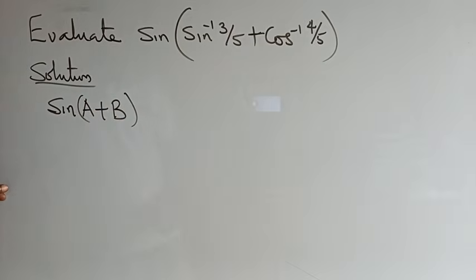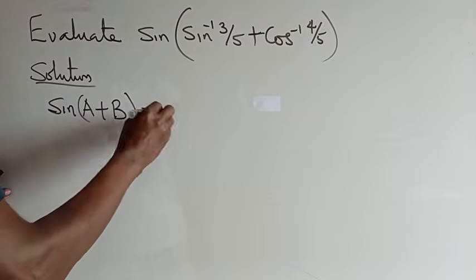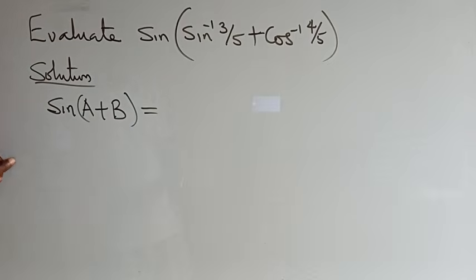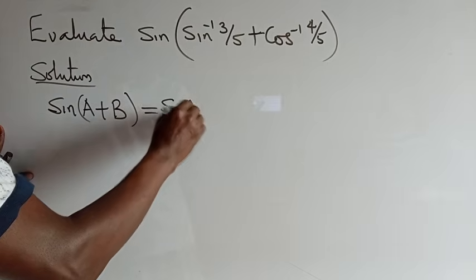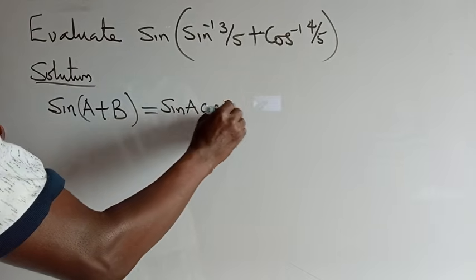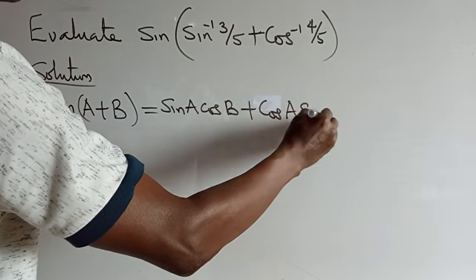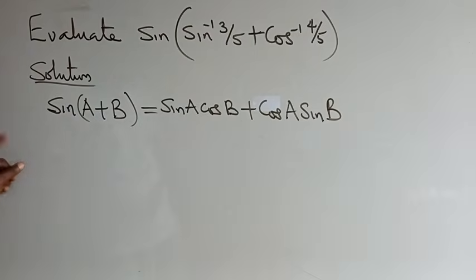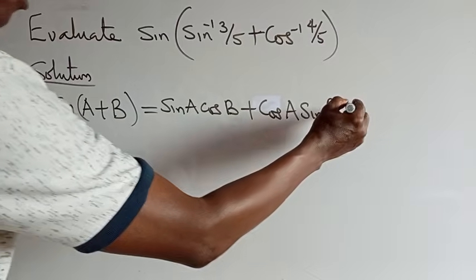Yes, so we have represented this by A and we represented this by B. By the time we expand this using the addition formula of trigonometry, we are going to have sine A cos B plus cos A sine B. I believe you can still remember that addition formula. So we can call this equation 1.